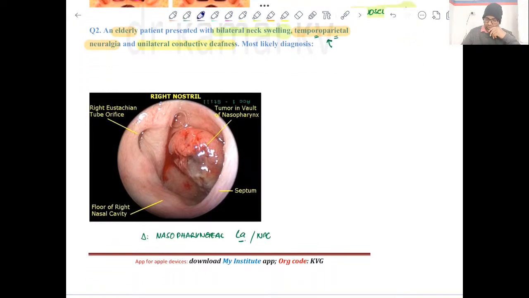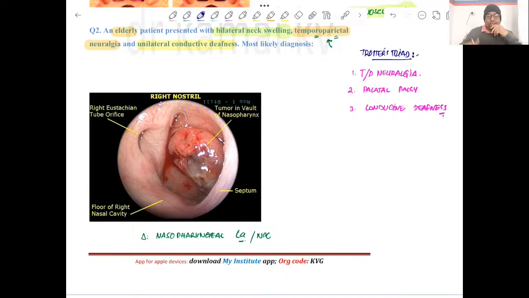Now, of course, this is a component of Trotter's triad of NPC, in which one is temporoparietal neuralgia. Now, neuralgia is nerve pain. Clear? Second is palatal palsy. And the third one is the conductive deafness. Clear? Now, the question is why there is conductive deafness and not sensorineural deafness.